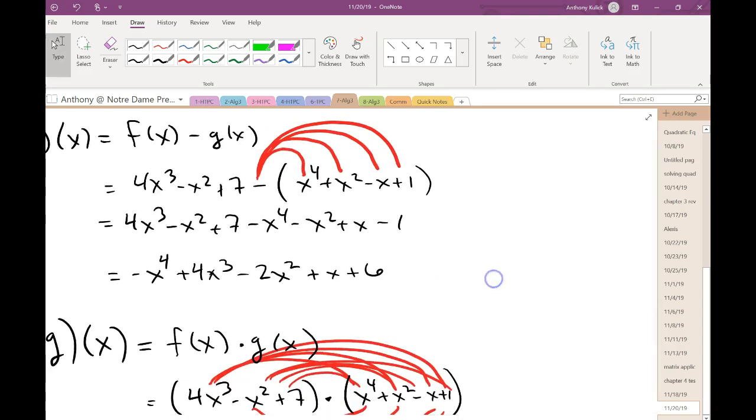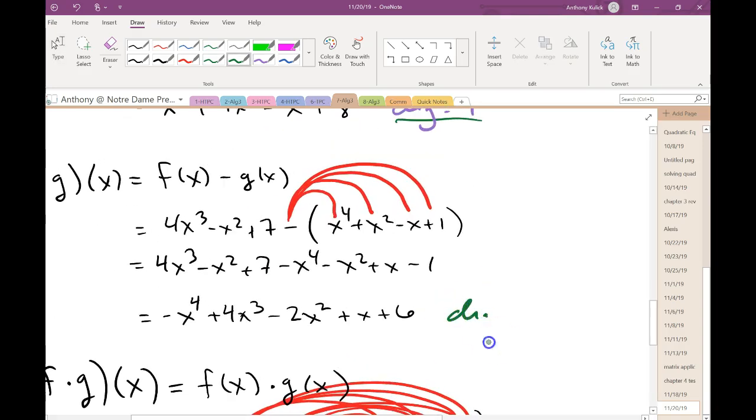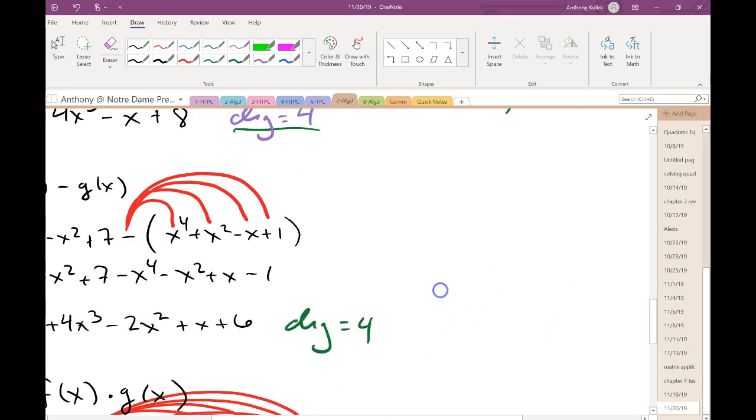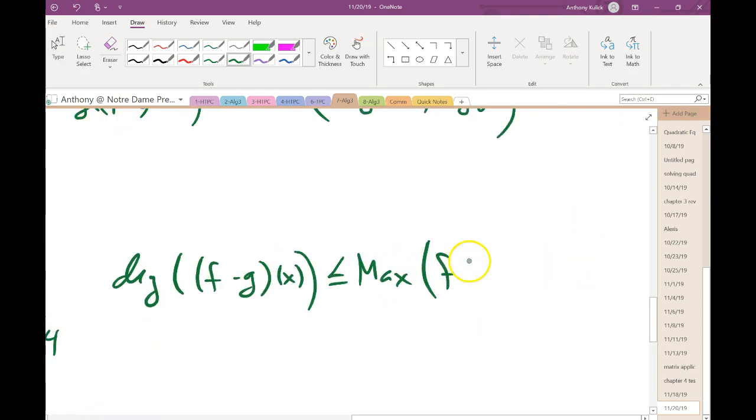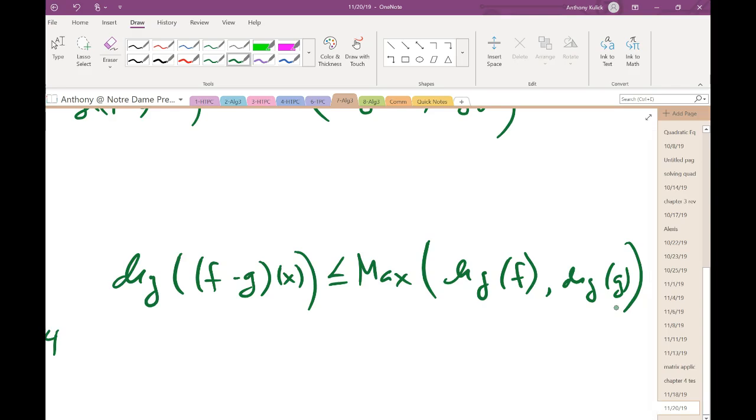Okay. Let's look at the subtraction here. What's the degree of my answer here? 4. Okay. So what can we say again? The degree of the subtraction problem should be less than or equal to the maximum of the degree of f with the degree of g. For the same reason, right? We have the same reason for the less than or equal.